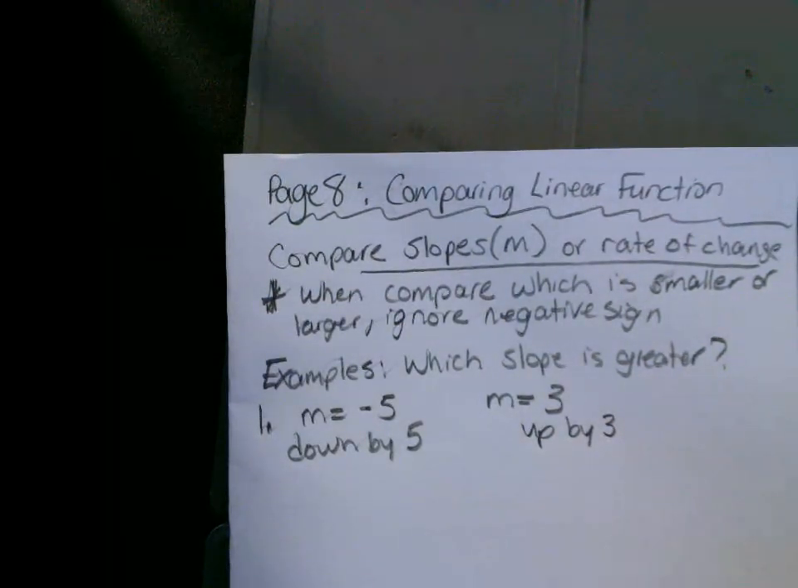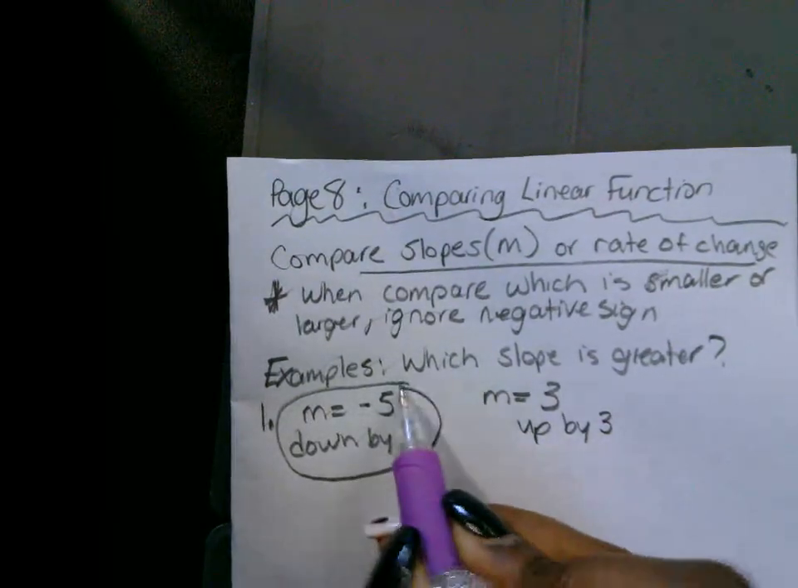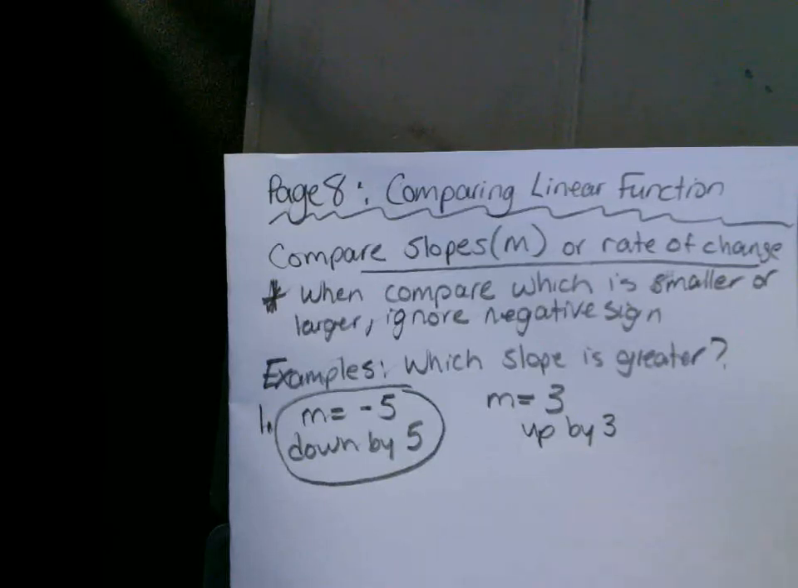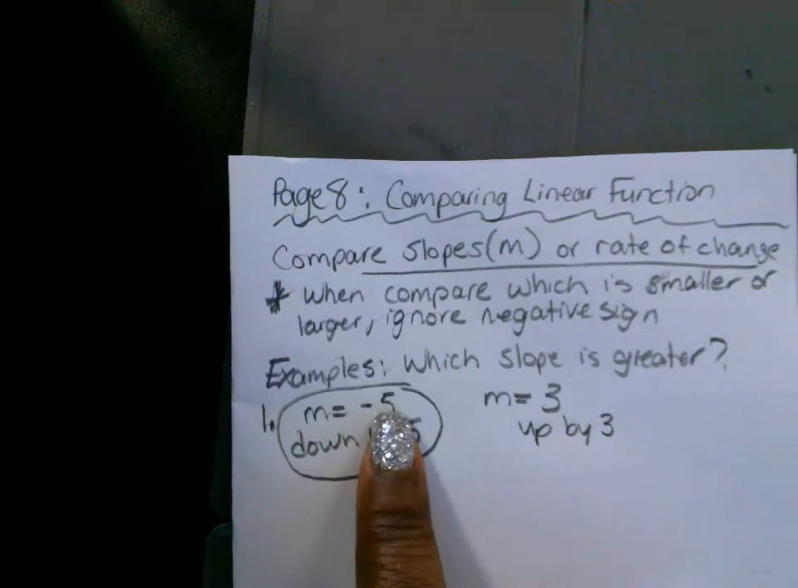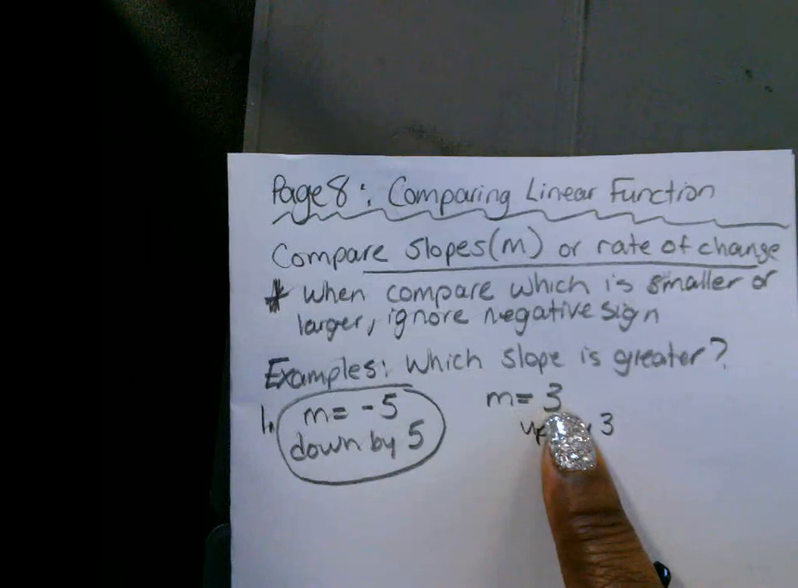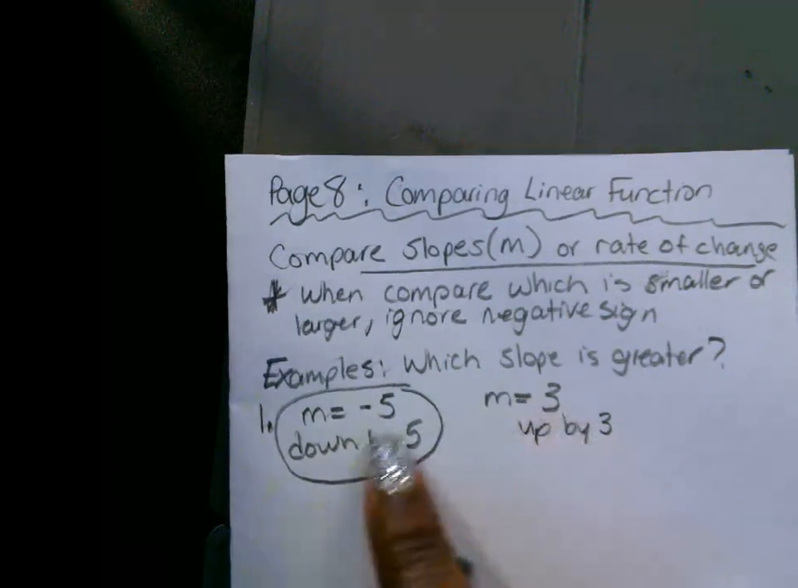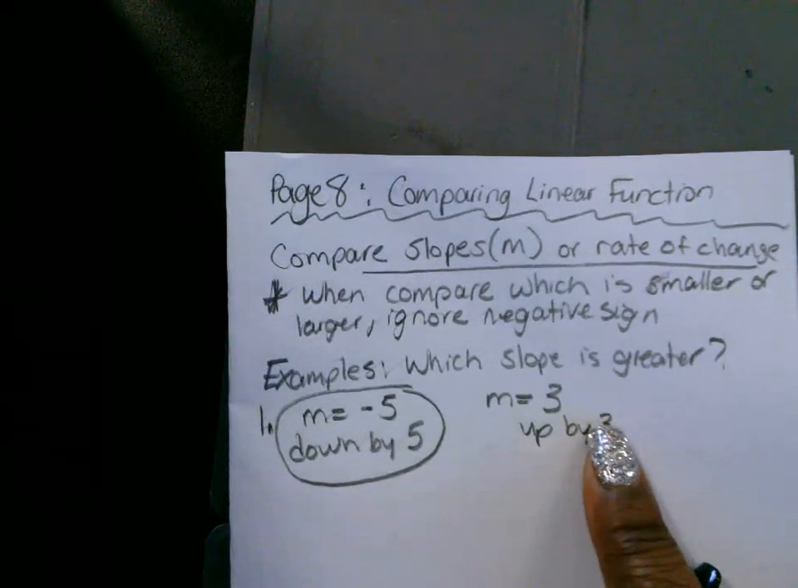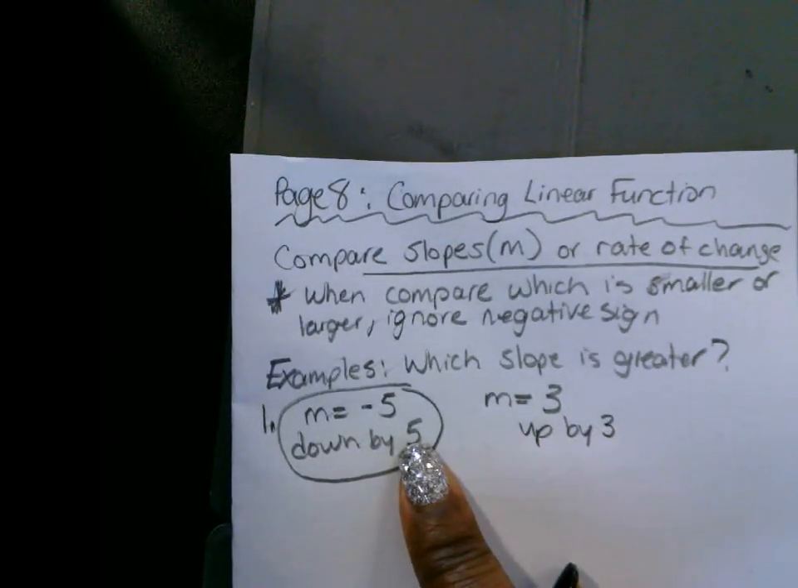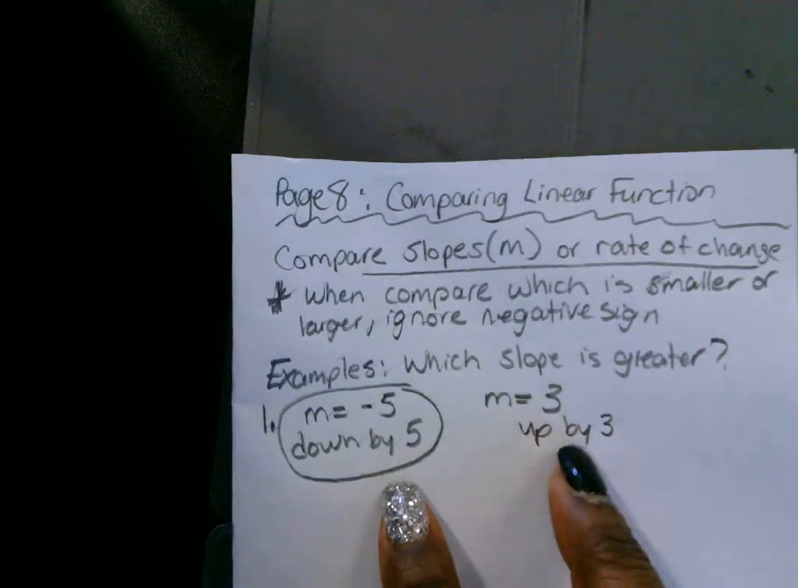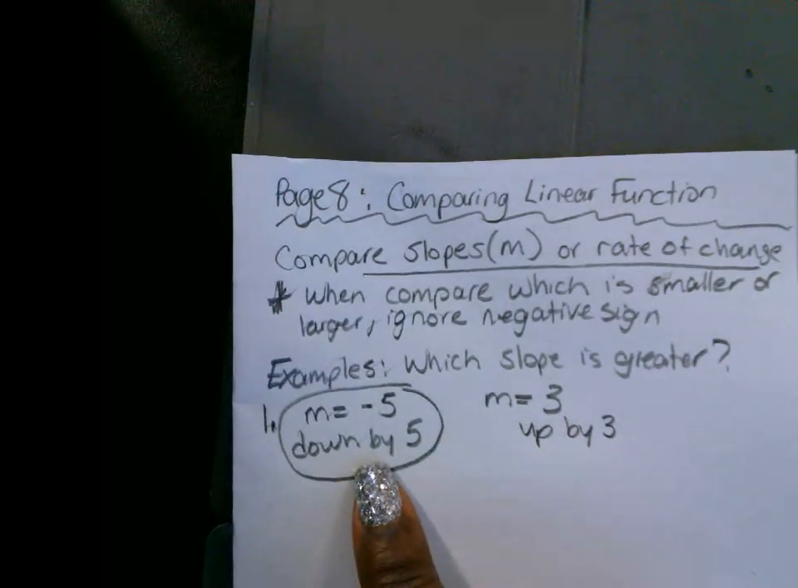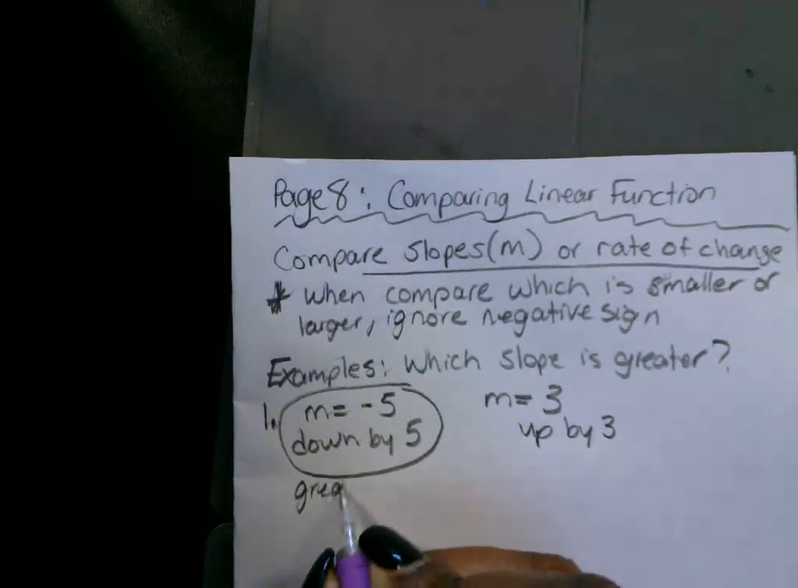The one that is going faster, no matter what direction it's in, is the one that's going down by 5. That's the larger slope. Even though it's going down by 5, it's still going faster than the other that is going up by 3. So I'm ignoring the negative. This is 5 if I ignore the negative. This is 3. It's already positive. This is going at a faster rate, even though one is going up and the other is going down. So this has the greater slope.